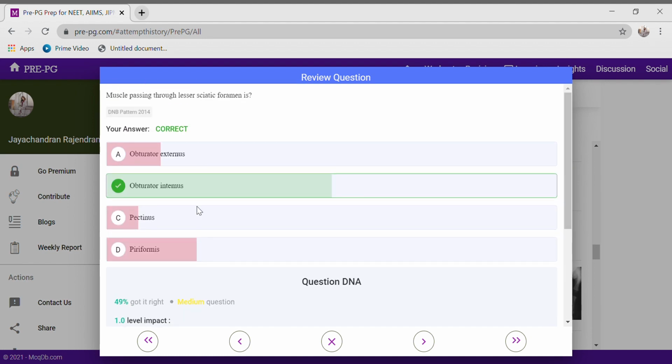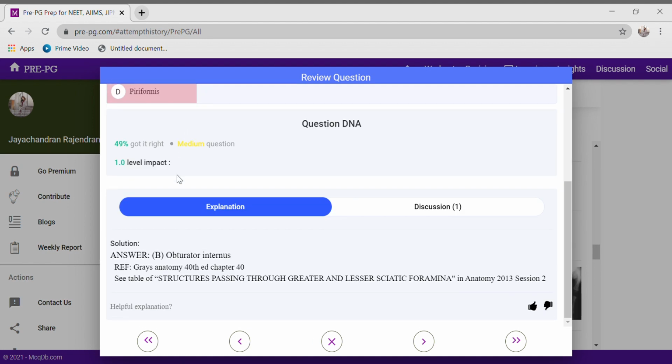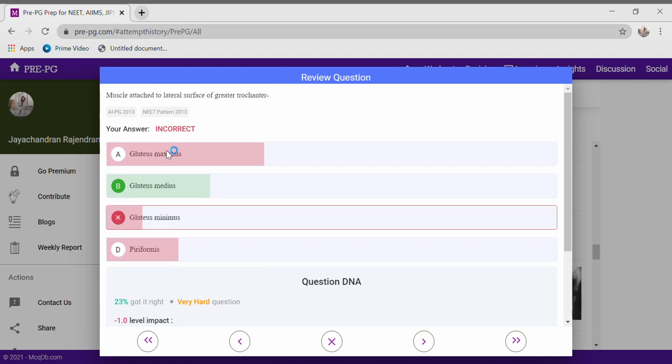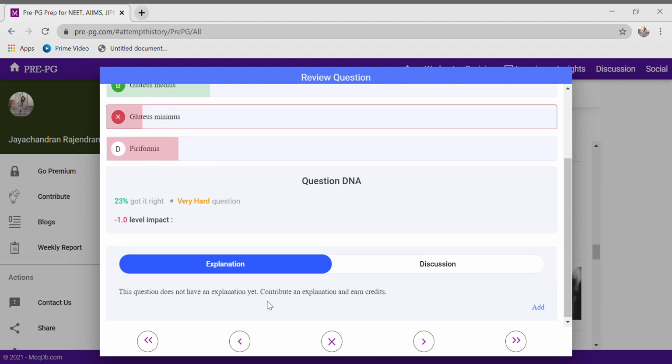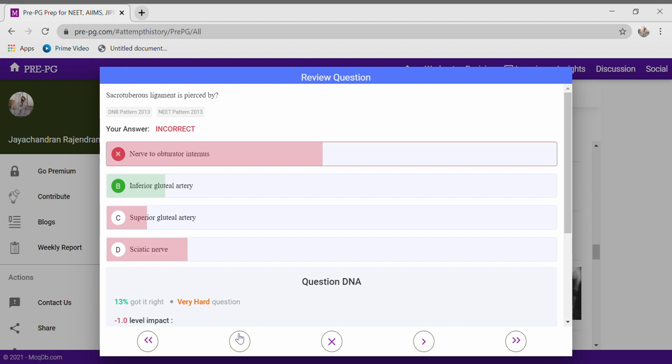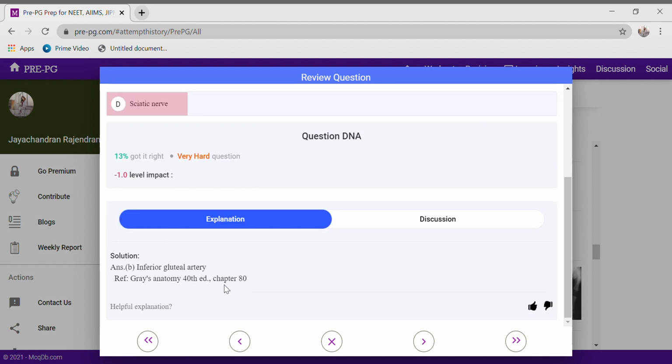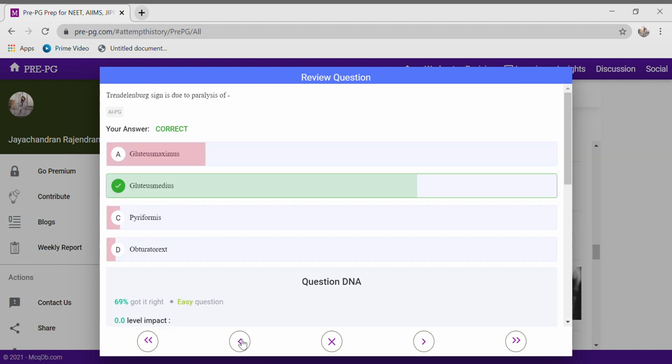So the lesser sciatic foramen: obturator internus passes through both the greater and lesser sciatic foramen. And the muscle attached to the lateral surface of the greater trochanter: medius is attached to the lateral surface of the greater trochanter. This is a memorable one. Sacrotuberous ligament is pierced by the inferior gluteal artery. Trendelenburg sign is due to the paralysis of gluteus medius.